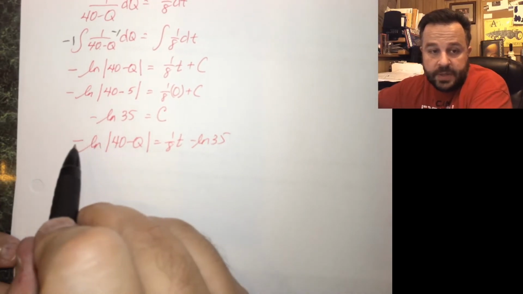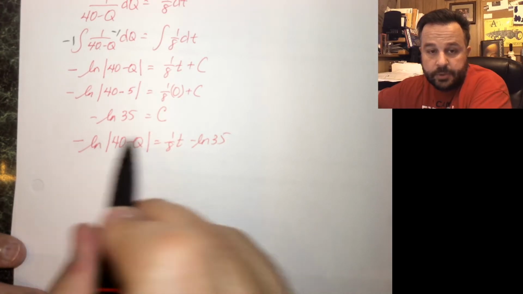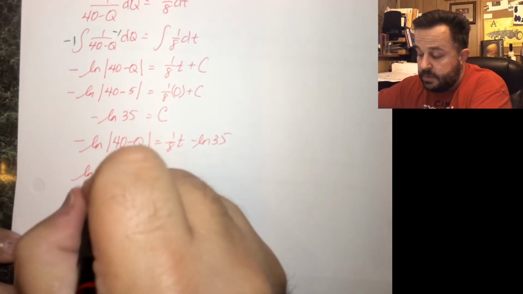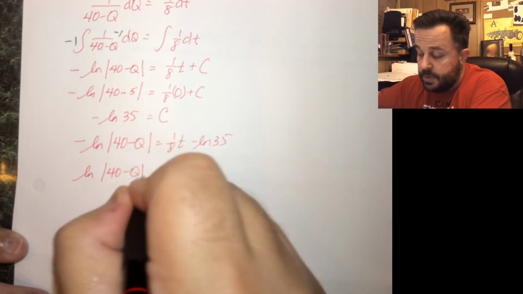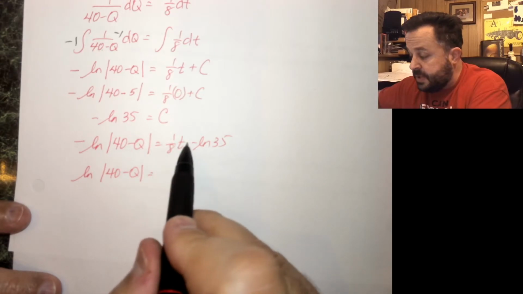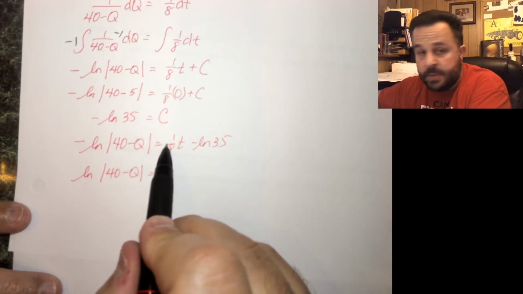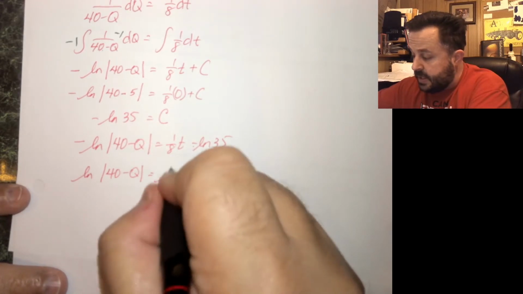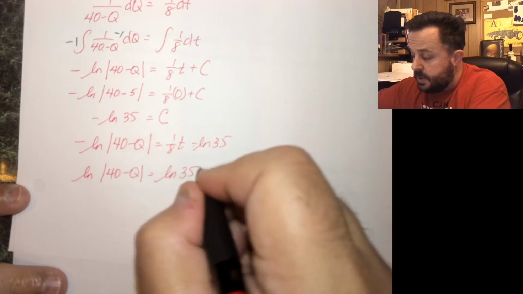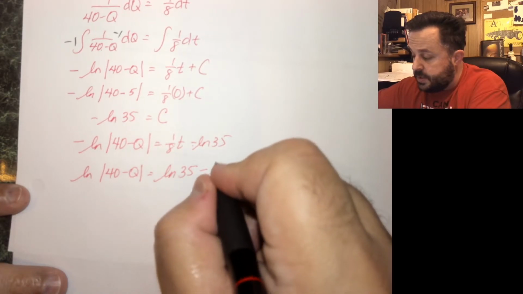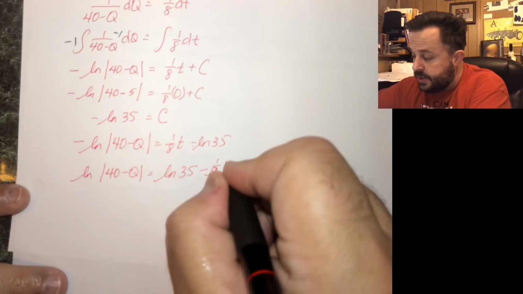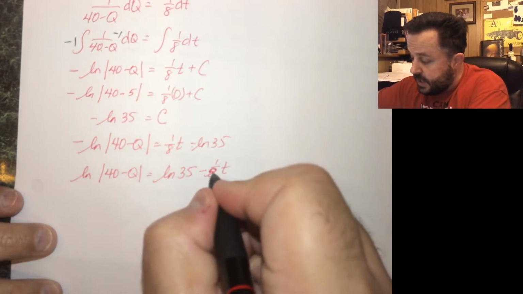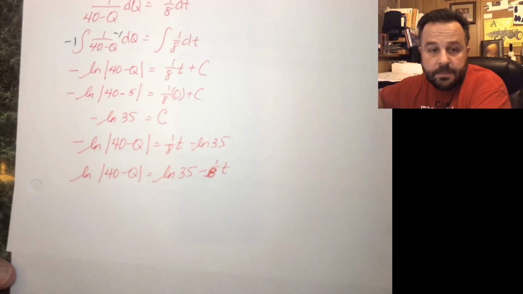Our first step to solving is to get rid of this -1 out front, so we can multiply both sides by -1. So I have the positive ln now of the absolute value of 40 minus q equals, and both of these are going to switch. The 1/8 t will become negative, the negative ln of 35 will become positive. So I'm just going to go ahead and swap the order of those, just to keep the negative tucked inside. So this is a 1/8 over here.